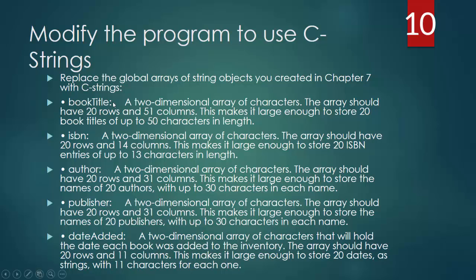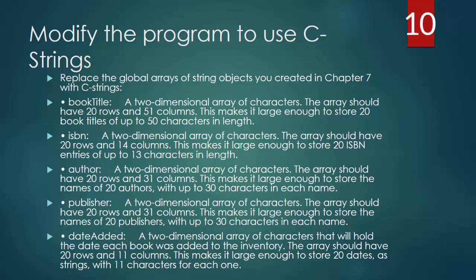For example, for book title, we will replace the current array with a two-dimensional array of characters. The array should be 20 rows and 51 columns. The rows represent the number of titles available to store, so we will again be able to store 20 titles. And the 51 columns are the number of characters, so the book titles can be up to 50 characters in length.